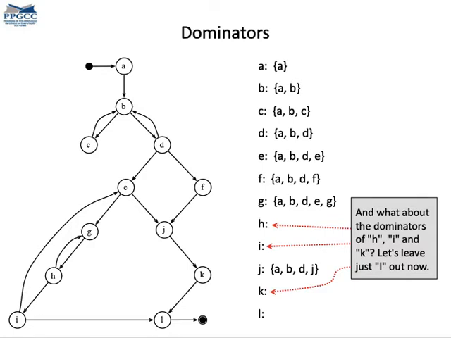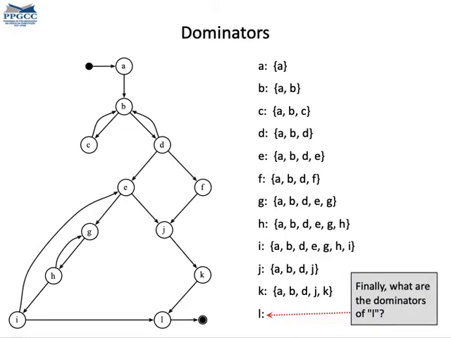Let's look into the dominators of J. This set contains J itself, plus the intersection of the dominators of E and F. This intersection yields A, B, and D. Now try to figure out what are the dominators of H, I, and K. And finally, can you try to find the dominators of node L? That's the last node in our CFG. I hope you remember by now how the dominance equations work.